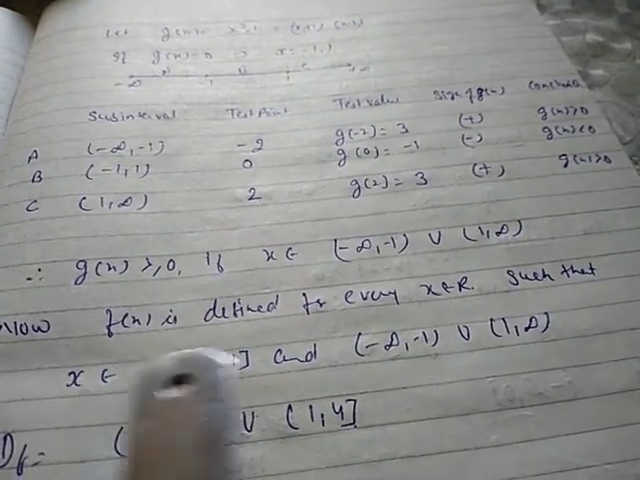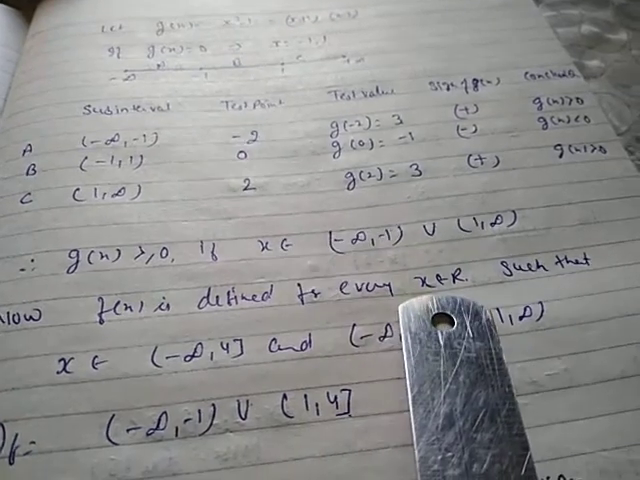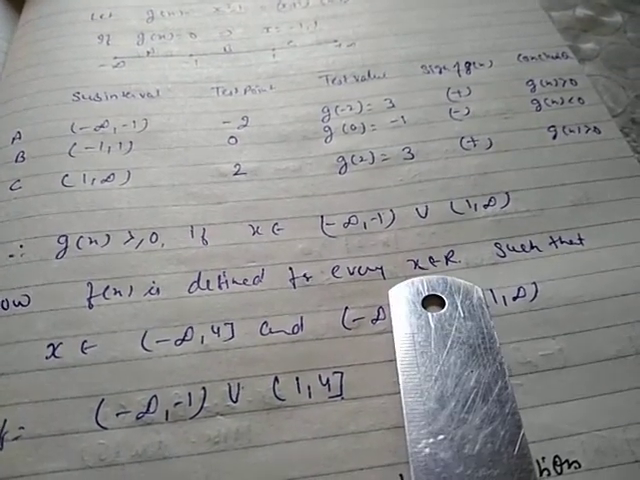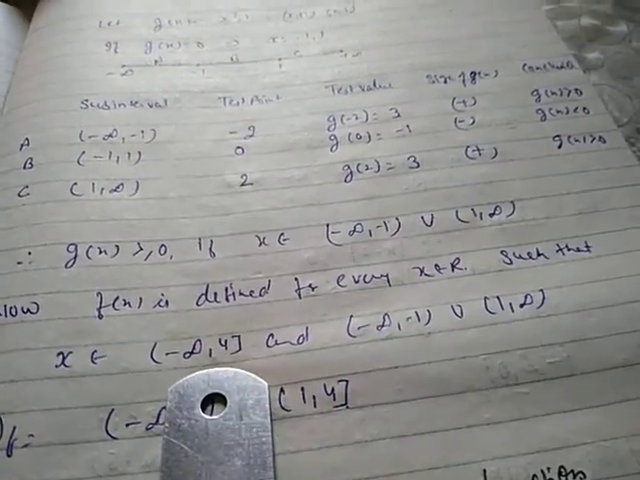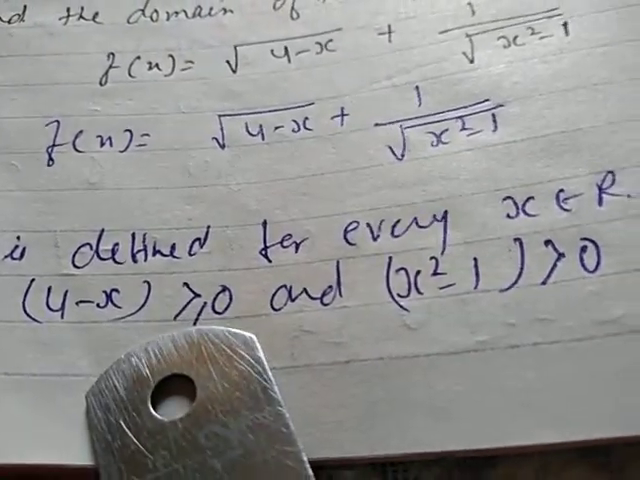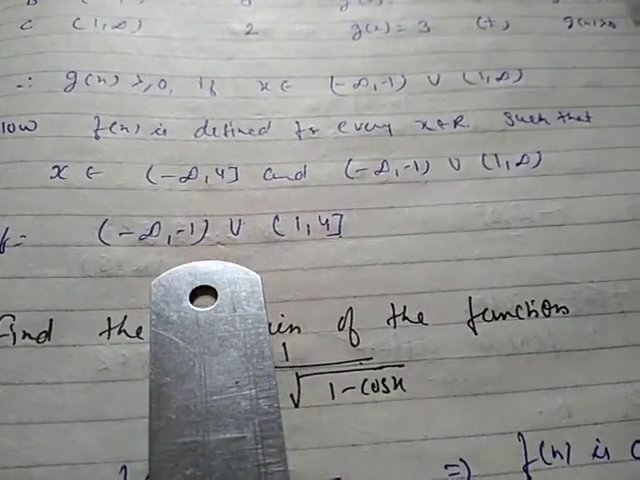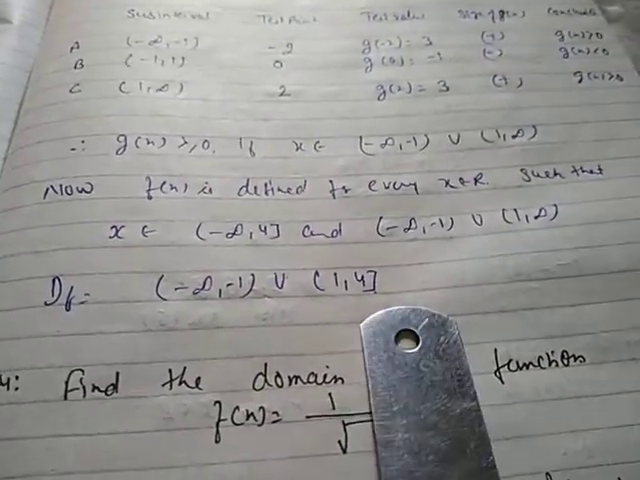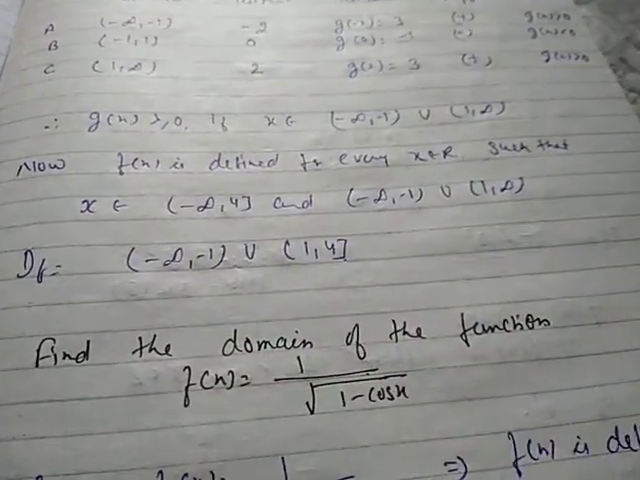Okay, now f(x) is defined for every x belonging to R such that the first interval is minus infinity to 4. Just see here. And minus infinity to -1 union 1 to infinity. That means the domain of the function is minus infinity to -1 union 1 to 4. On the whole, the combination of these intervals will give you this result. This is your domain of the function.